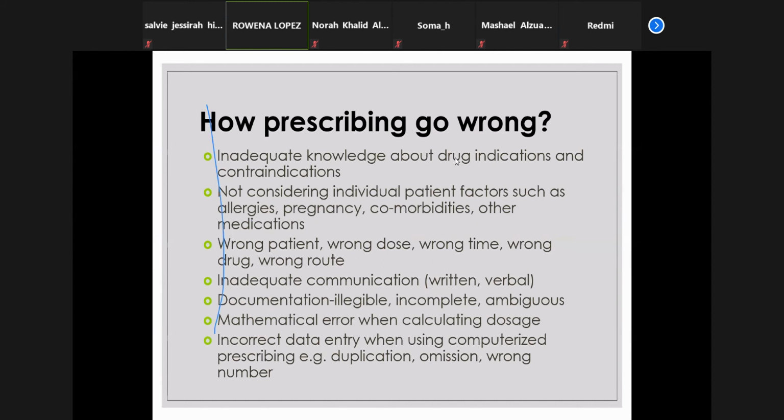So how does prescribing go wrong? There will be inadequate knowledge about drug indications and contraindications, not considering individual patient factors such as allergies, pregnancy, comorbidities, other medications, wrong patient, wrong dose, wrong time, wrong drug, wrong route, and inadequate communication, verbal and non-verbal.